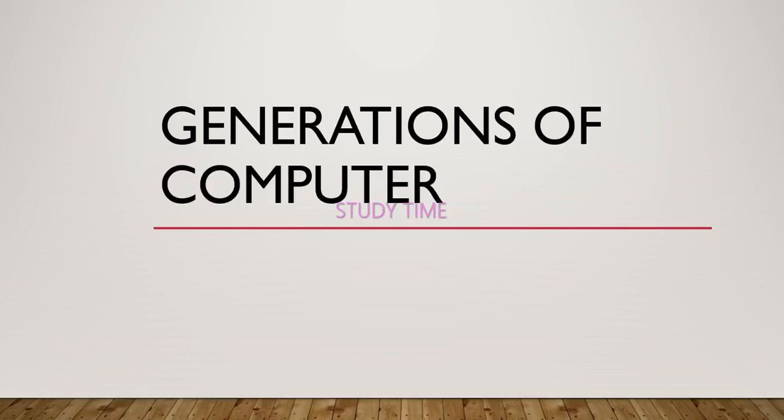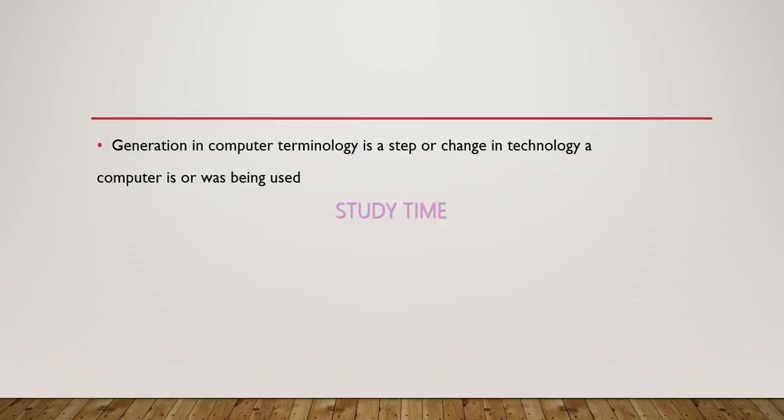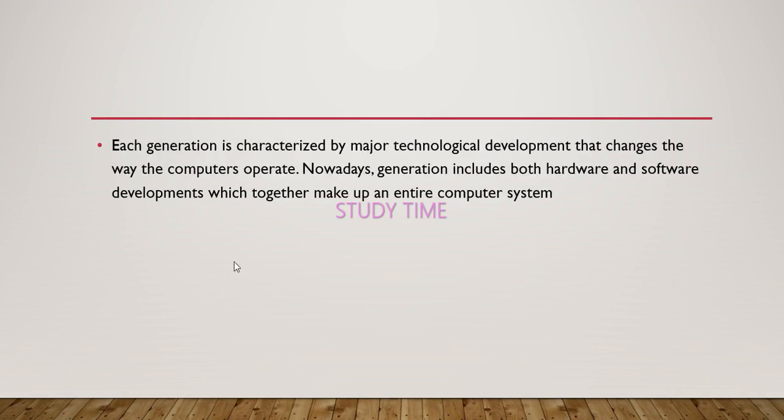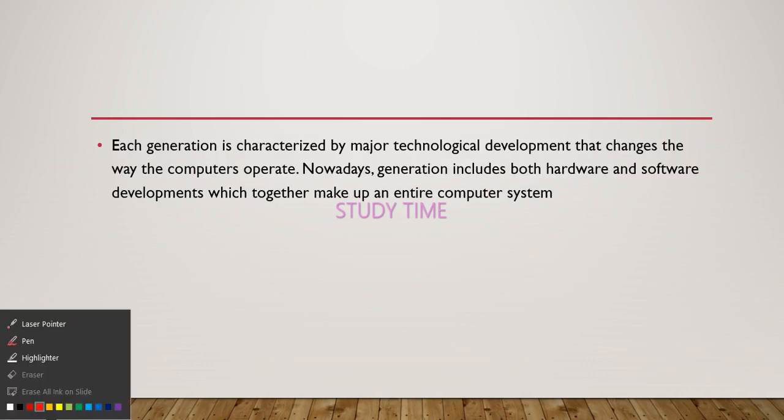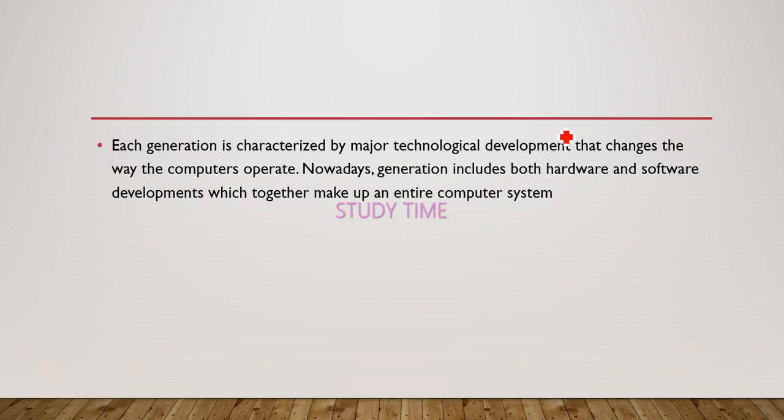Generations of computer. Generation in computer terminology is a step or change in technology. A computer is or was being used. Each generation is characterized by major technological development that changes the way the computers operate. Nowadays, generation includes both hardware and software developments which together make up an entire computer system.